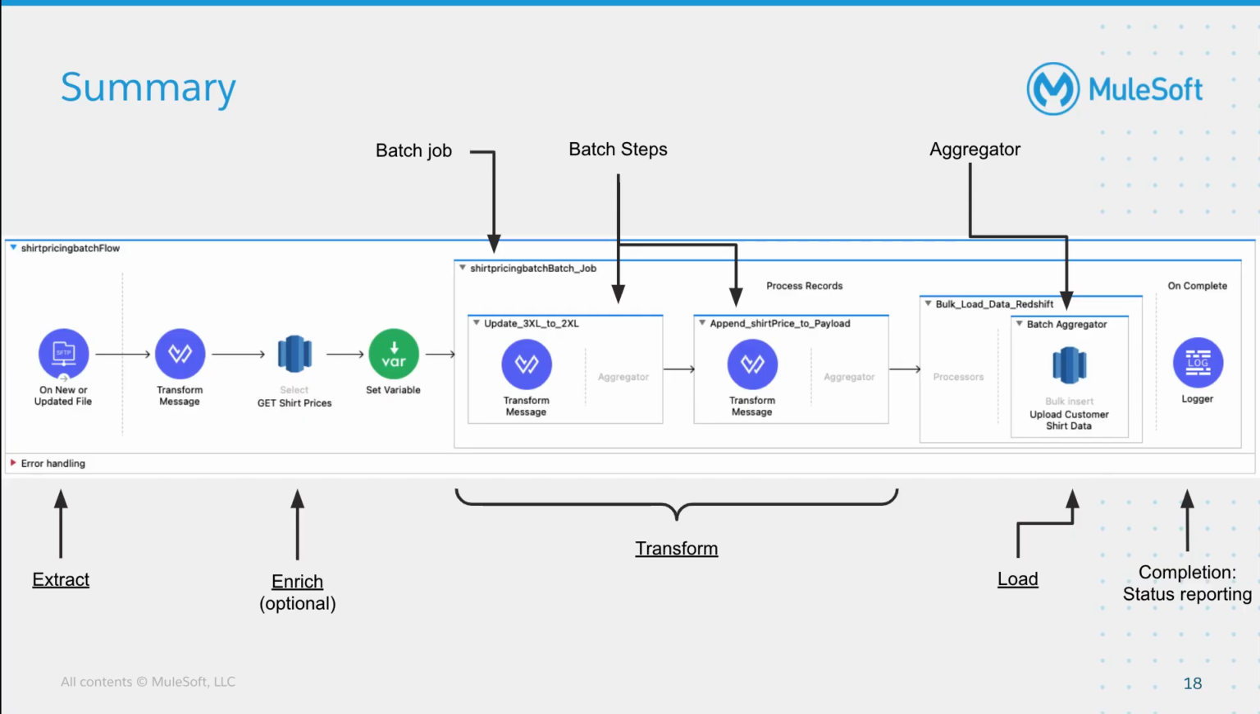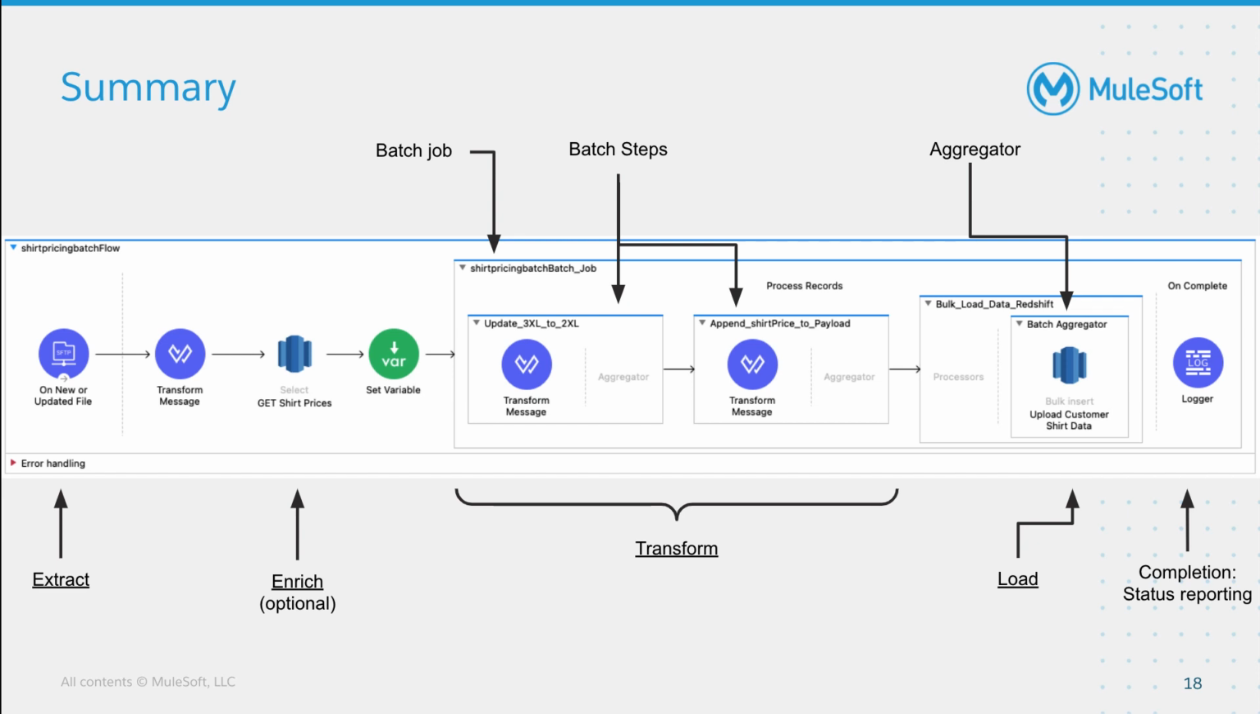Let's quickly recap what we just saw in the Mule Flow. The SFTP step that was detecting a new or updated file was extracting the data for us, therefore the extract from the ETL process. We then transformed the data, obtained the shirt prices from Amazon Redshift, and flattened them. That was enriching the data, which is an optional step and not usually a part of the ETL process.